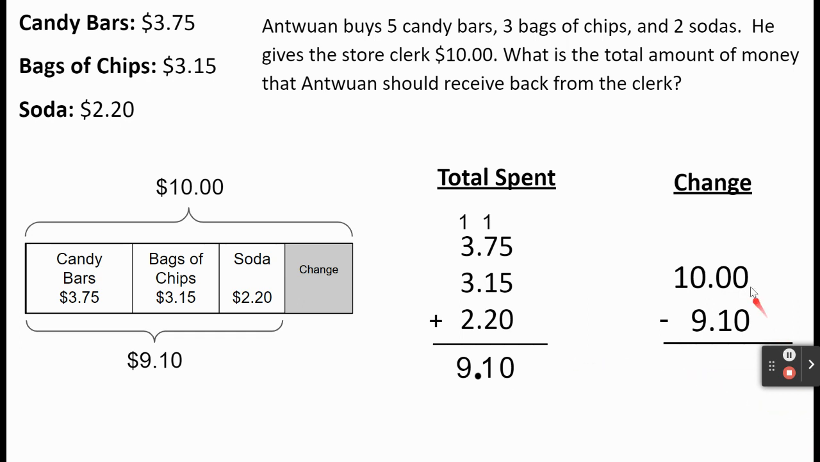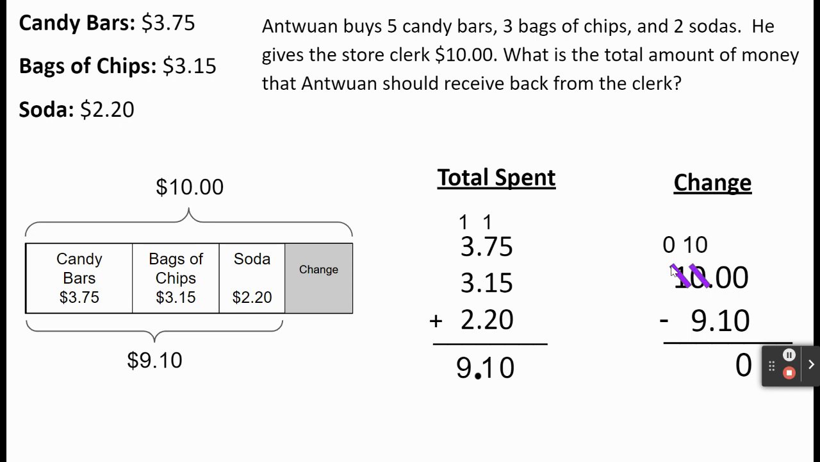Starting with the hundredths place, 0 minus 0 is 0. In the tenths place, 0 minus 1 we can't do, so we need to regroup. There are no ones, so we have to go all the way to the tens place to regroup. We're going to regroup 1 tenth, so that means there's 0 tenths left over. When we regroup that 1 tenth, we now have 10 ones.